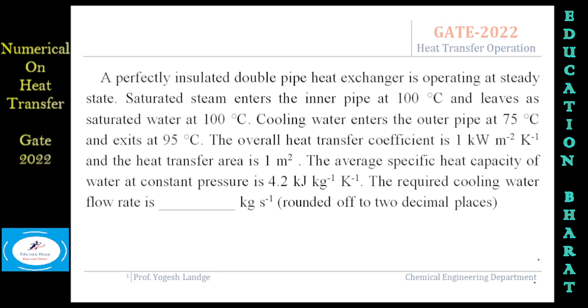The overall heat transfer coefficient is 1 kilowatt per meter square per Kelvin and the heat transfer area is 1 meter square. The average specific heat capacity of water at constant pressure is given as 4.2 kilojoule per kg per Kelvin. The required cooling water flow rate is to be calculated.